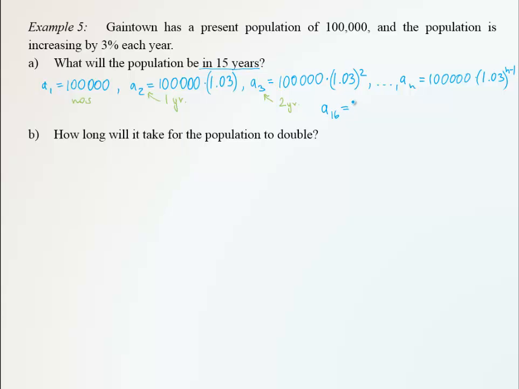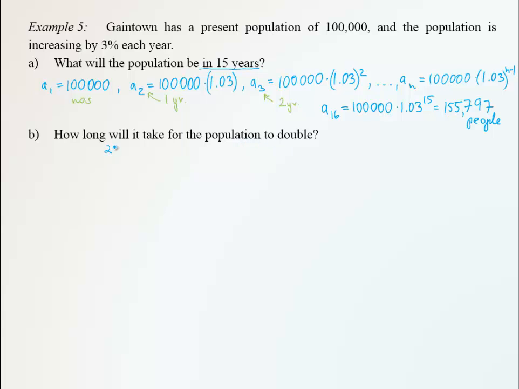So A16 is 100,000 times 1.03 to the 16 minus 1, which is 15. So let's use our calculator, and we round to the nearest one person. We'll get 155,797 people. So that's the predicted population in 15 years according to this model, assuming that each year the increase in population will be 3%. And now, how long will it take the population to double?